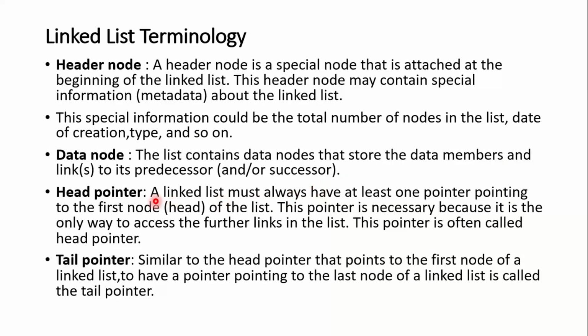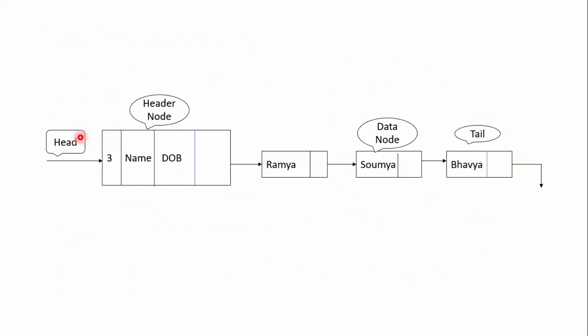Next, head pointer. See, what is head pointer? A linked list must always have at least one pointer pointing to the first node or head of the list. This pointer is necessary because it is the only way to access the further links in the list. The pointer is often called the head pointer. See, this is the head pointer. Apart from the header node, you actually have a pointer called head pointer, which indicates the starting of the list.